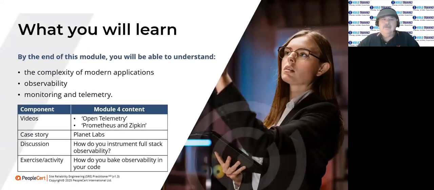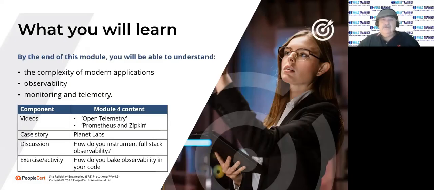So the structure of the module is the same as all the others in this series. There's a video, actually there's a couple of videos about open telemetry. It's a standard for communicating information about observability and monitoring, and some of the ways that you can implement observability in real systems through Prometheus and Zipkin and a couple of other ideas. There's a case story. We're going to allow you to do a couple of activities, basically, how you can implement full stack observability and how you can bake observability into your software.